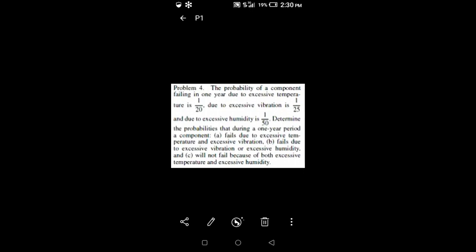P subscript V,H is equal to P subscript V, that is the probability of it failing due to excessive vibration, plus P subscript H, that's the probability of it failing due to excessive humidity. So that is how to solve the problem.